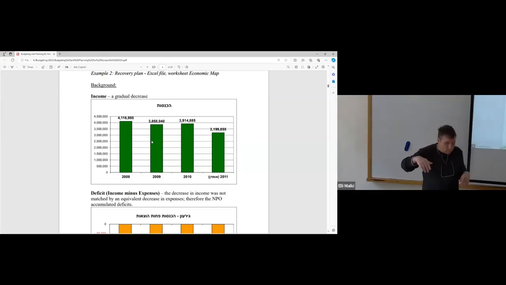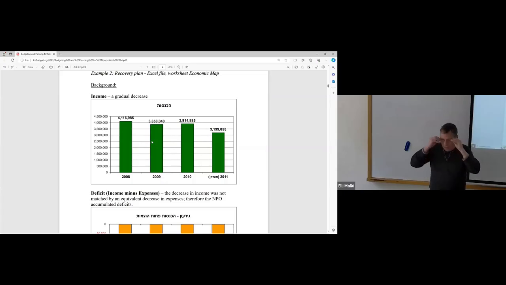Okay, and then when we finish that, we will move on to full costing and we'll see how we present the budget to external stakeholders, donors, and use the full costing. So this is basically the plan.